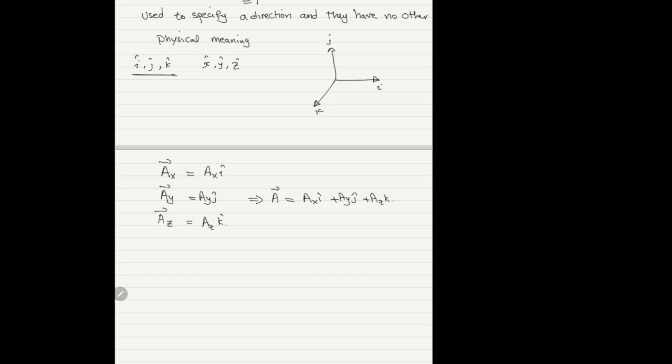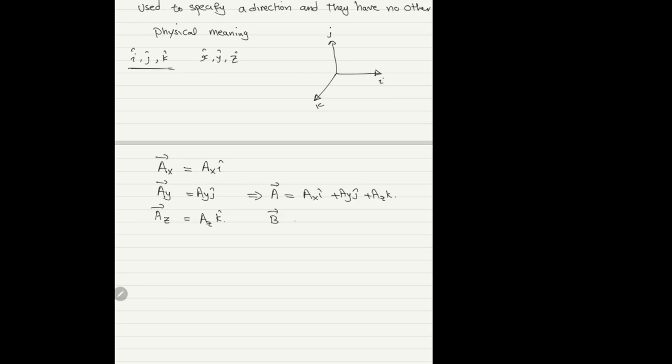That's it. As a matter of fact, it's more convenient to work with unit vectors. If we have a vector B, for example, it will be BX i hat, BY j hat, and BZ k hat. To find A plus B, equal to the resultant vector R, you just add the components with the same direction: AX plus BX in the i direction, AY plus BY in the j direction, and AZ plus BZ in the k direction.